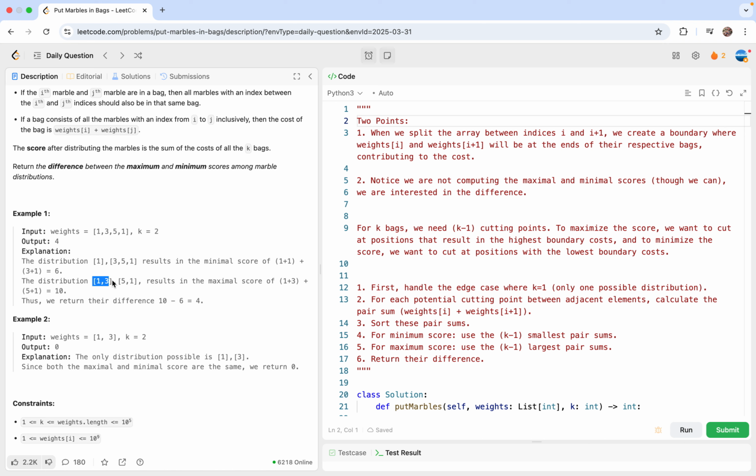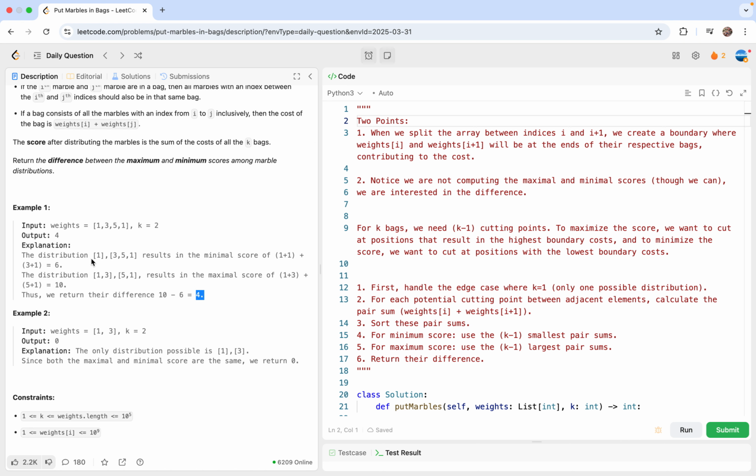And for the second partition, for the first sublist, the two ends are 1, 3, right? You get 4. And for this one, the two ends are 5 and 1, you get 6. So then your total is 10. So the difference will be 4. So that's the understanding of example 1.